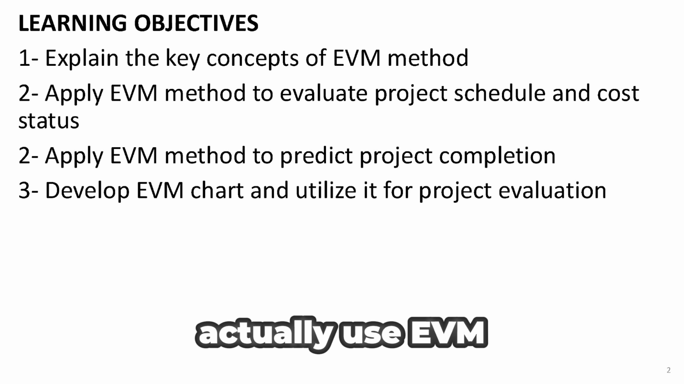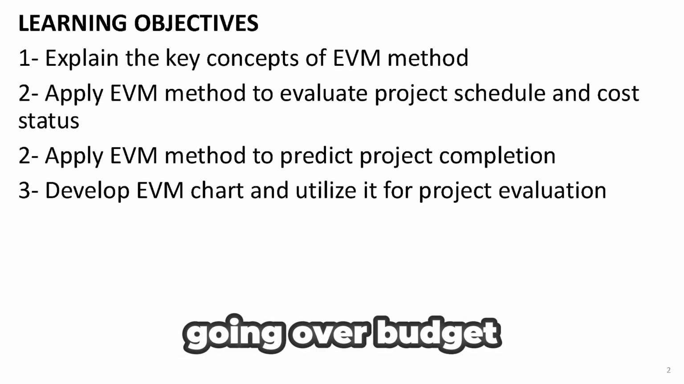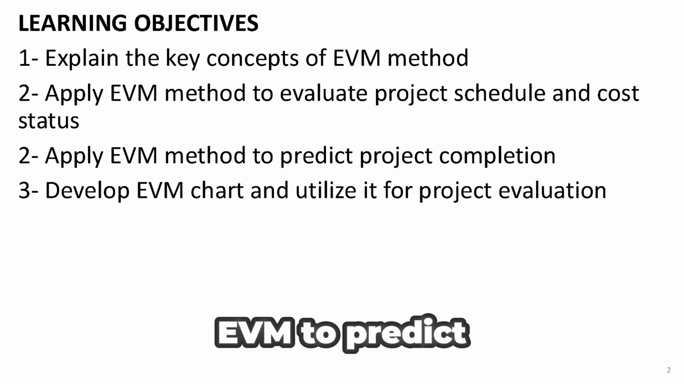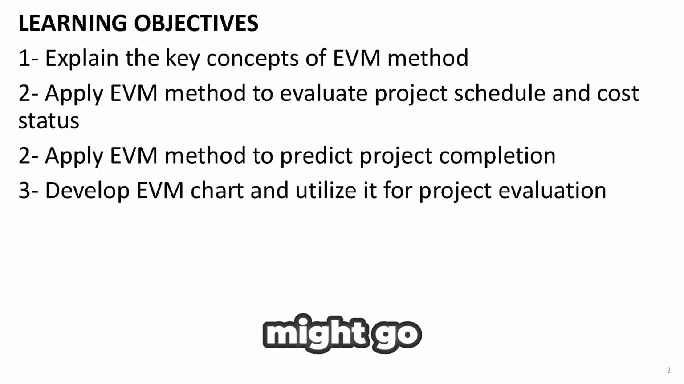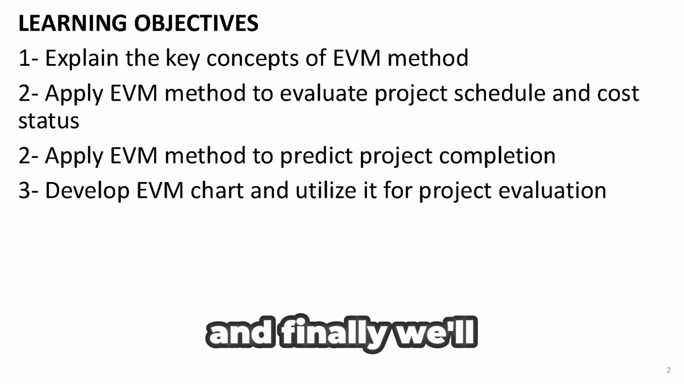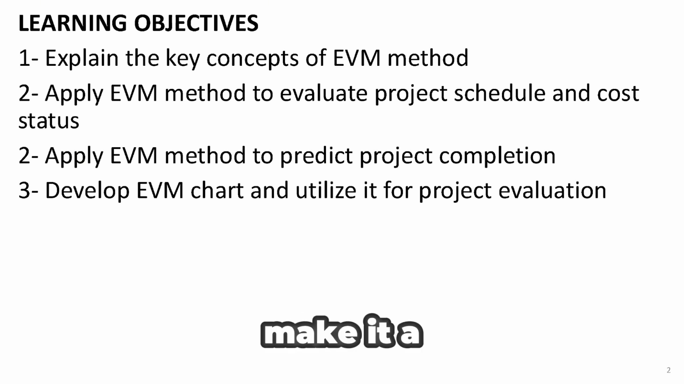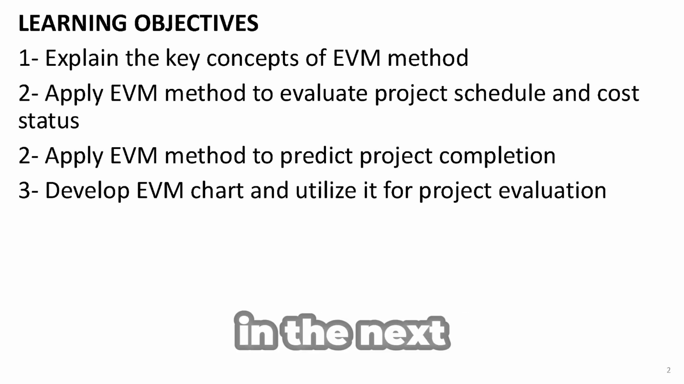Next, we'll look at how to actually use EVM to figure out how a project is doing in terms of both schedule and cost. You'll learn how to measure whether a project is on track, running late, or going over budget. We'll also use EVM to predict how the rest of the project might go, like how much more it might cost, based on how things have been going so far. And finally, we'll go over how to create and read EVM charts. These visuals make it a lot easier to see what's happening in a project and help communicate that status clearly to others. This video will focus on the first objective, and we'll cover the other three in the next video.